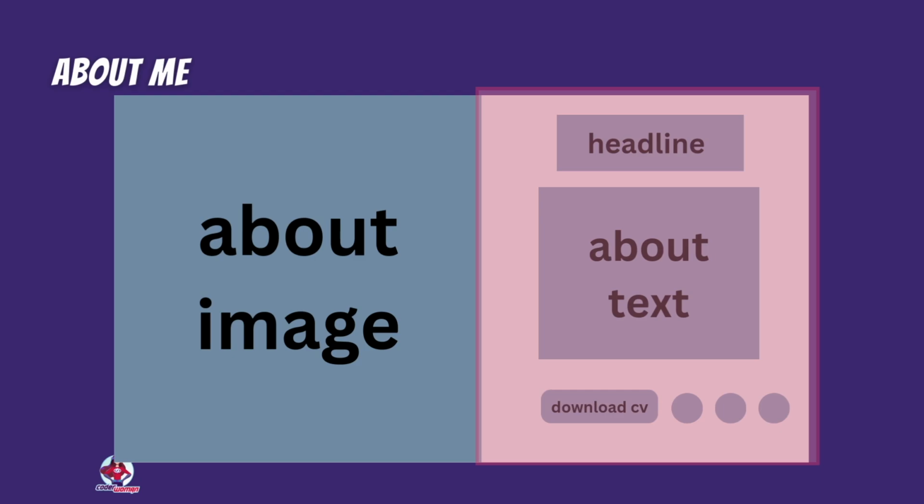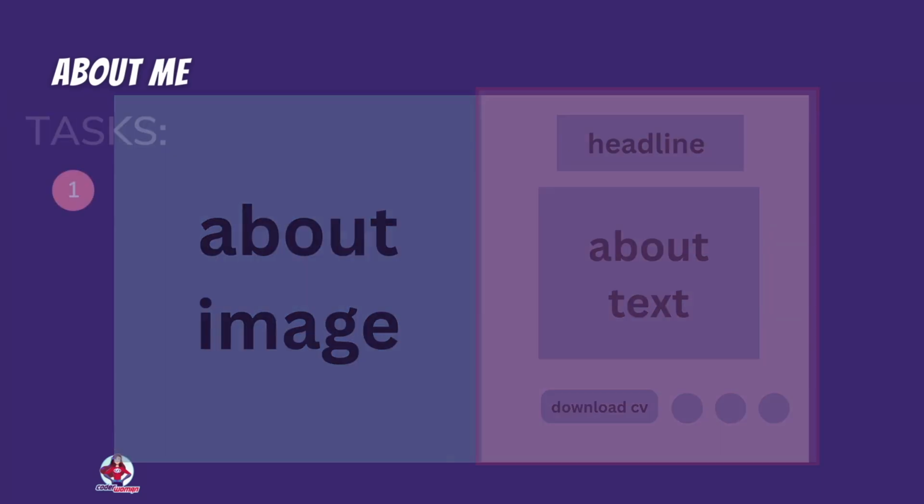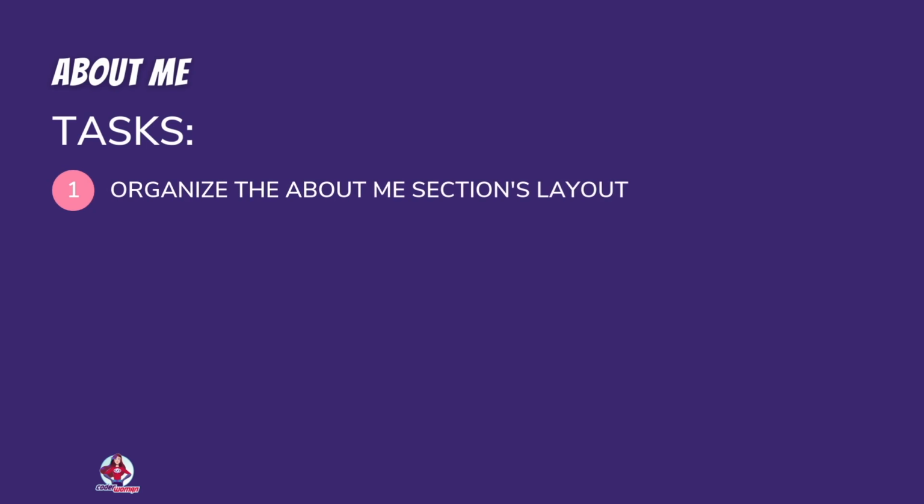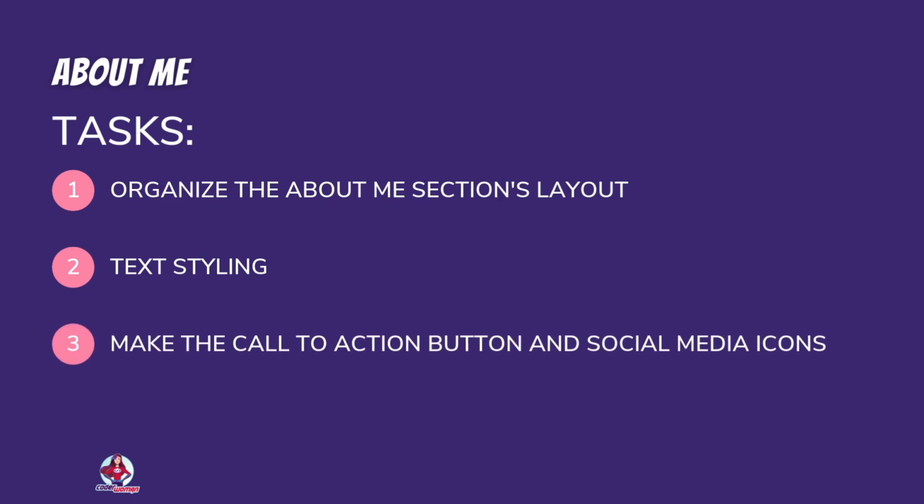Here's how we'll work on this section. First, we will make the layout. We'll make a plan and divide the section in half. Then, we'll work on the headline and text. Our client Jane gave us some words about herself, and we will use them. Next, we'll make the call to action button and the social media icons. You know how to do this, so prepare for some work without my support.